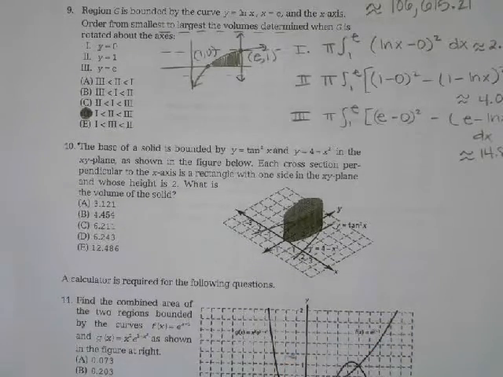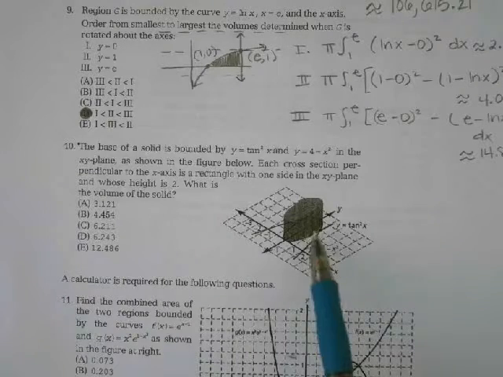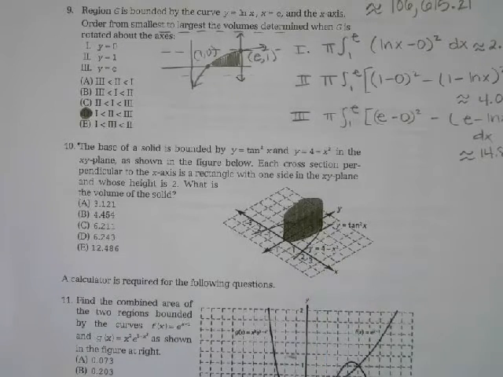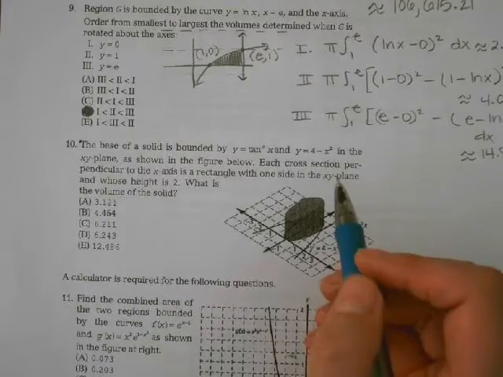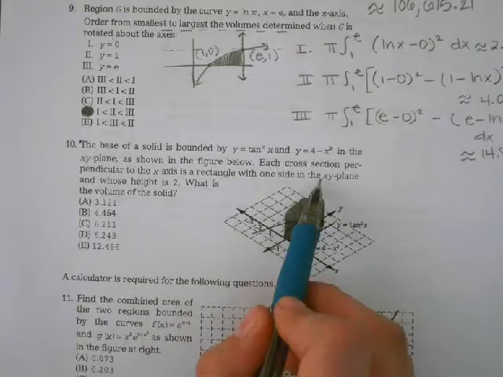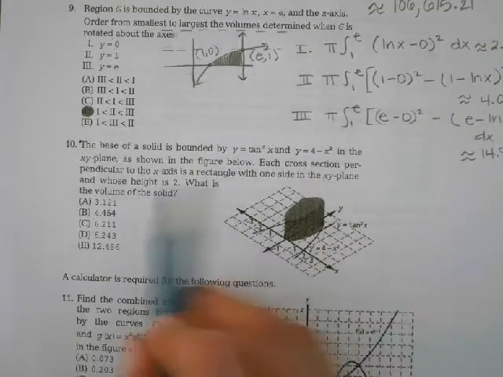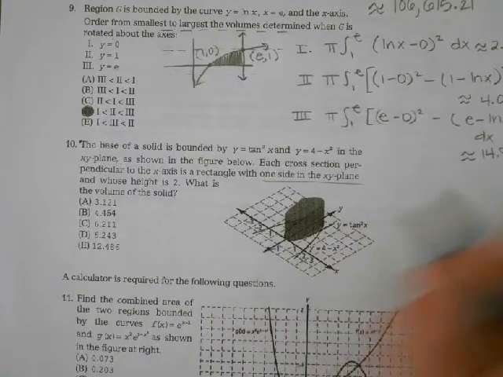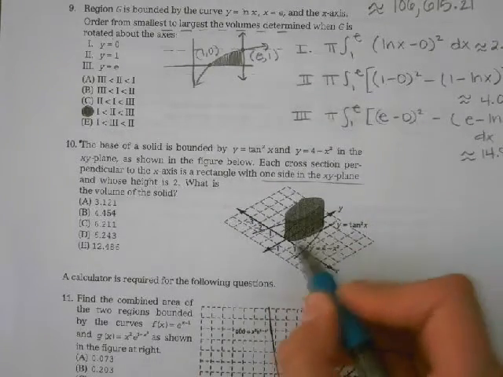All right, number 10. For this one, we've got the base of the solid is on the plane. Each cross-section perpendicular to the x-axis. So since it's perpendicular to the x-axis, that tells me I'm using x values. Is a rectangle with one side on the xy plane and whose height is 2. So since one side is on the xy plane, that's this part right here.